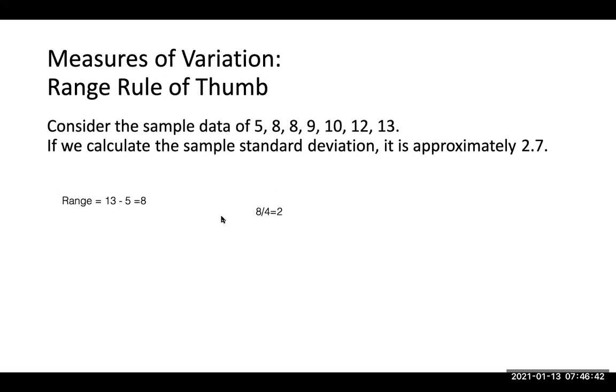So the actual standard deviation is 2.7, but if you use the range rule of thumb, you'll see it is about 2. So that's why we could use that to get a quick estimate. It's not going to be exact; that's why we call it an estimate. If you have the range, you can estimate the standard deviation by simply dividing by 4. The range divided by 4 will estimate the standard deviation. That's what the range rule of thumb is.